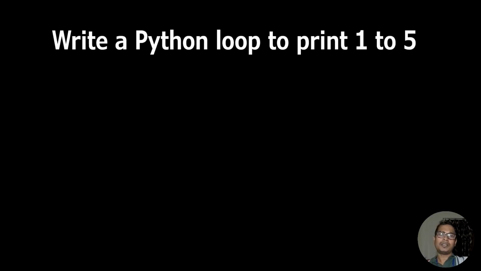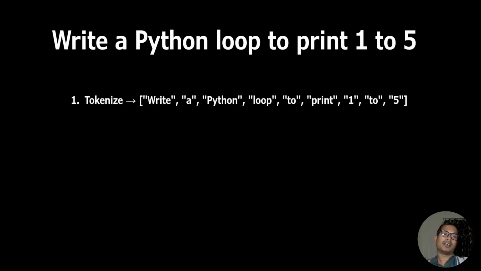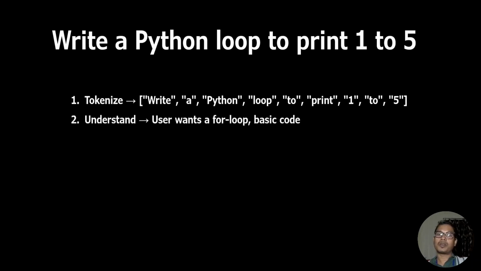So let me tell you an example. Suppose you write: write a Python loop to print 1 to 5, right? Then how do they interpret it? They first tokenize your prompt, splitting it into multiple tokens: write, a, Python, loop, to, and so on. Then they understand the context. They understand that the user wants a for loop, a basic code for a for loop.